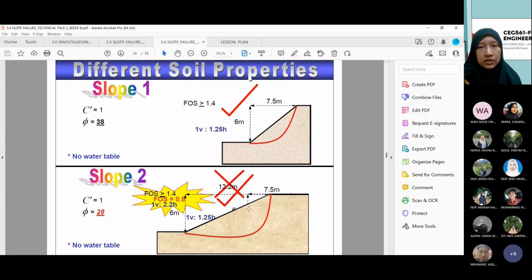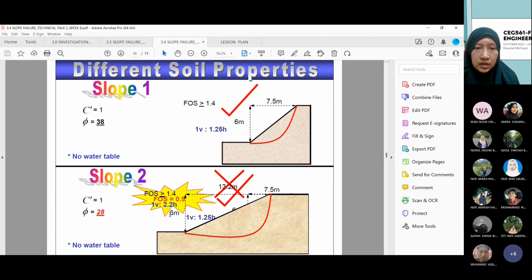Other than that, soil properties from the site investigation and also from the lab. So you can see from here, let's say we have two cases, two slopes, slope 1 and slope 2, having the same soil properties, effective C of 1 and then phi is 38 for slope 1. The second, slope 2, is 28 degrees. So we can see that slope 1 is more stable compared with the FOS for slope number 2, which is less than 1, at 0.9. So why? If you see from here, the geometry of the slope is similar, 1 vertical to 1.25 horizontal. Similarly for slope number 2. But the reason is the different soil properties. The first one has higher strength, which is 38 degrees, whereas slope number 2 only has 28 degrees in strength.